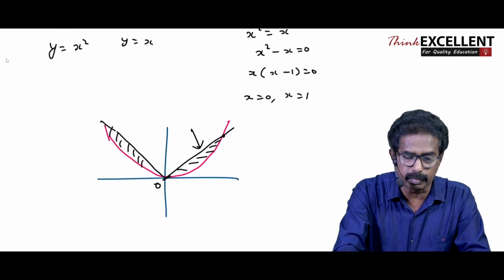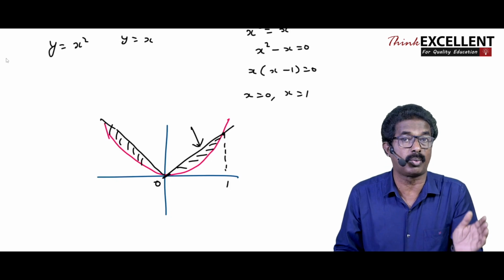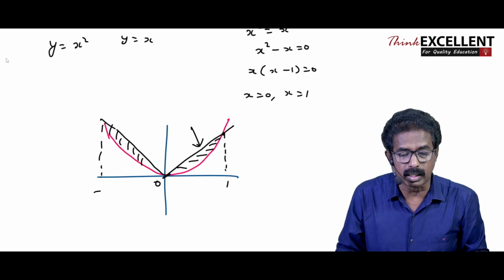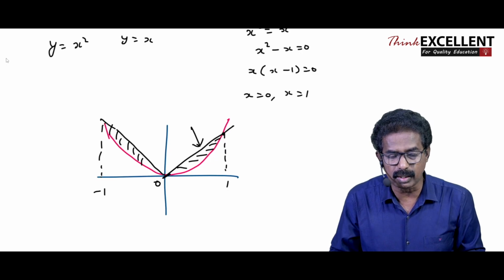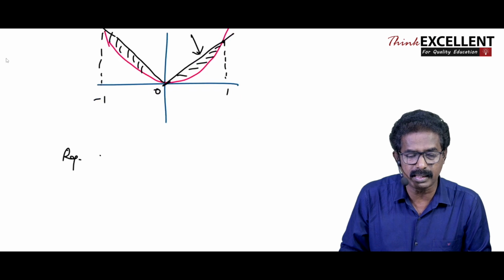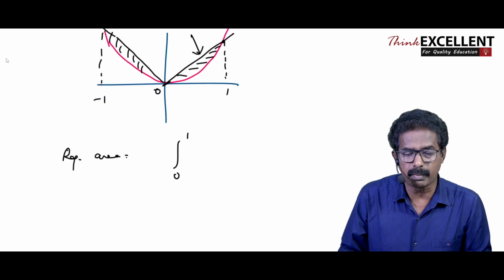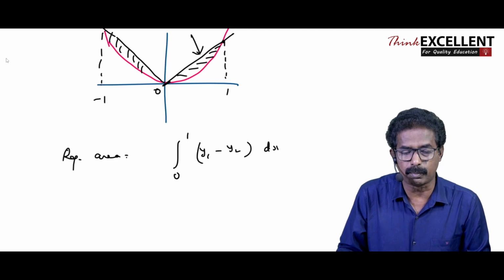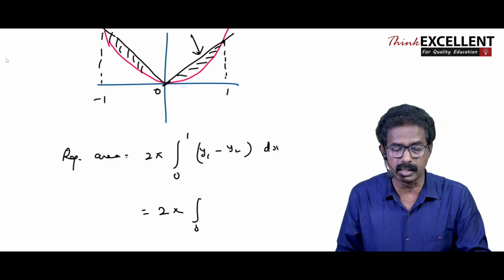So one point is 0. Another one is x equal to 1. Same way, if you take the other one, minus x, you would have got minus 1 here. Okay, so I am finding this portion with limit 0 to 1. I am finding the first quadrant portion. So 0 to 1. So required area is integral 0 to 1, y1 minus y2 dx. So now you will get only that first quadrant portion. One more portion, so 2 into integral 0 to 1.